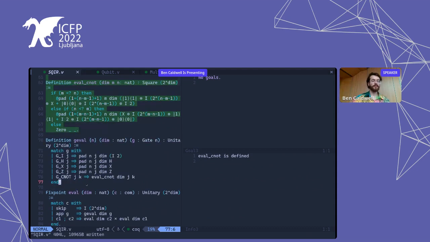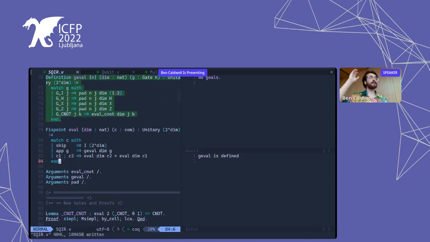Right, and so then we can talk about evaluation, define gate evaluation, which will take our gates that we described in the language earlier, and give them the semantics, which is just a padded matrix from quantum lib. Right, so the I gate goes to the I matrix, the H gate goes to the H matrix, but padded appropriately to fit the dimensions of the unitary we are constructing. So however many wires we've specified.